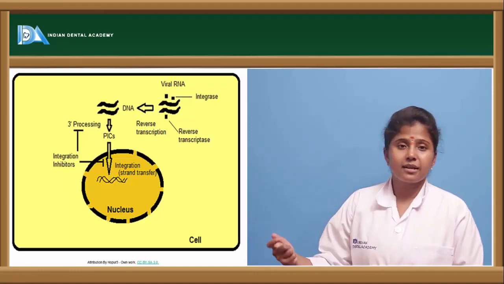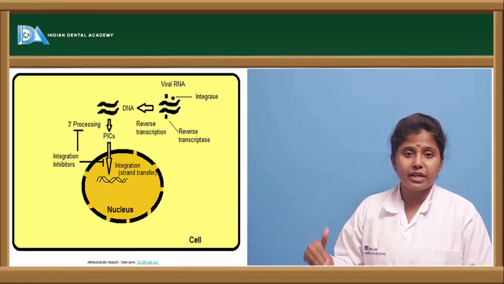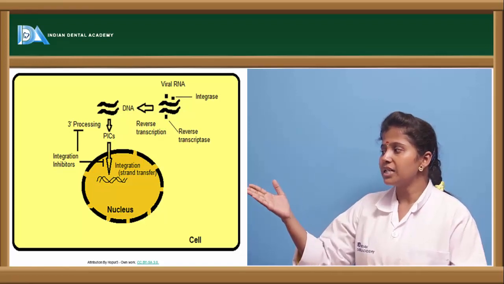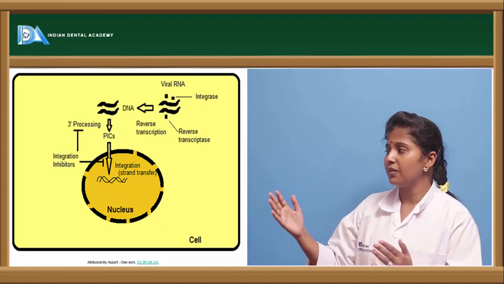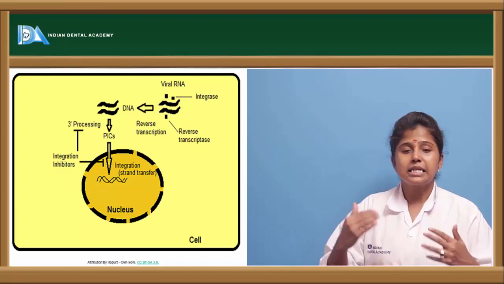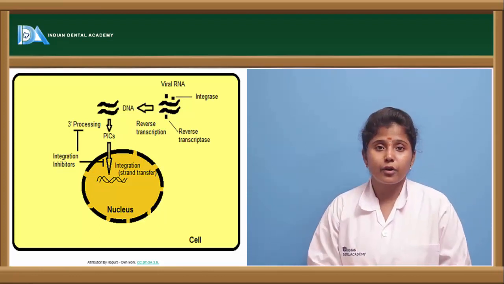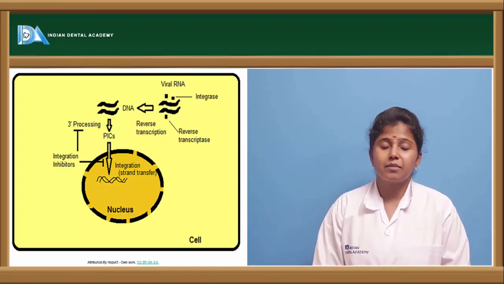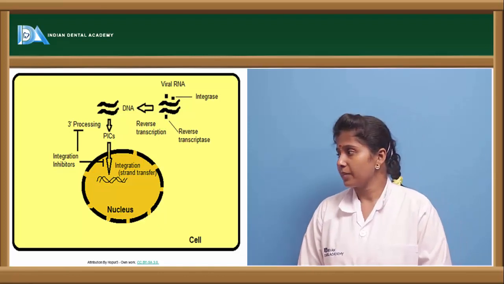If we see the diagrammatic representation here, the cell which is infected by the virus, the viral RNA is converting to DNA with the help of reverse transcription. And because of that, the cell may produce the interferons. Thereby they prevent this reverse transcription process, and thereby they prevent the spread of the infection.